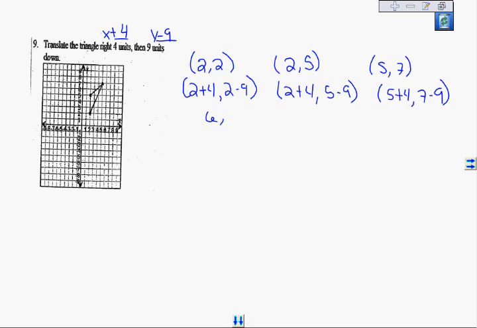2 plus 4 is 6. 2 minus 9 is negative 7. 2 plus 4 is 6. 5 minus 9 is negative 4. 5 plus 4 is 9. 7 minus 9 is negative 2. Plot your points. Right 6, down 7. Right 6, down 4. Right 9, down 2. Connect your dots. There's your new figure. And there's your key for translations.